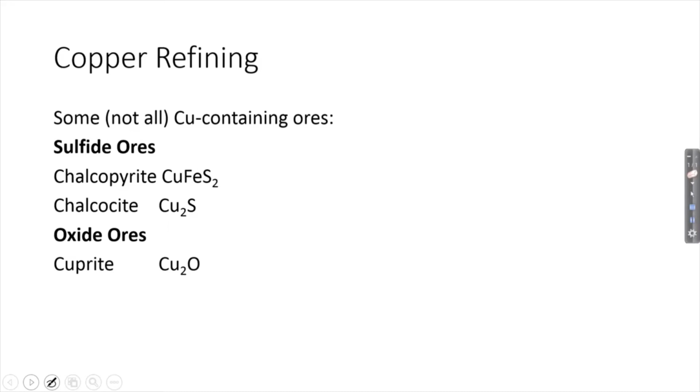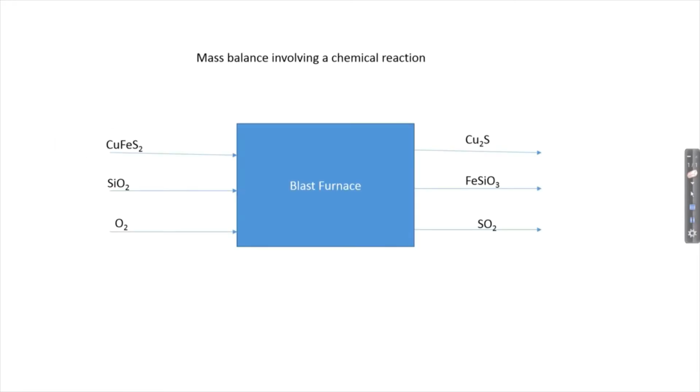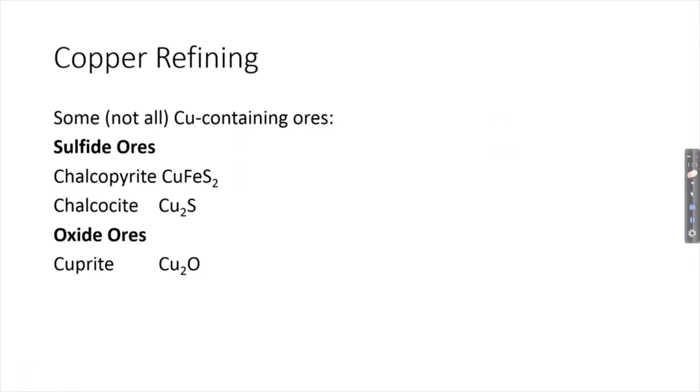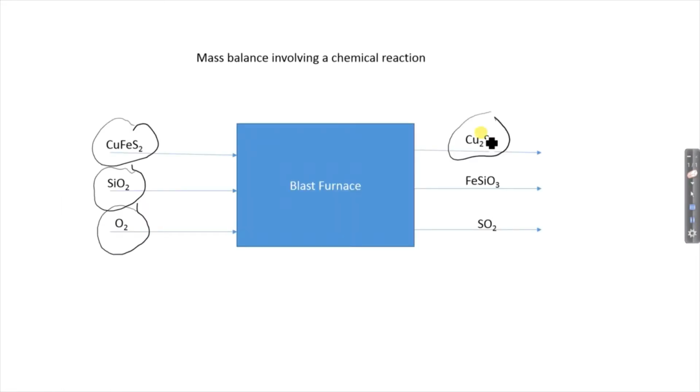When we're refining these ores, we generally feed them to a blast furnace. We want to do something to these ores to purify the material so we can get pure copper in this case. So here we would charge to a blast furnace chalcopyrite, some silicon dioxide, and some oxygen. If you notice, the output to this is not pure copper. It is, if hopefully you're familiar with, the material chalcocite. So this chalcocite would then go to another blast furnace for further refining.